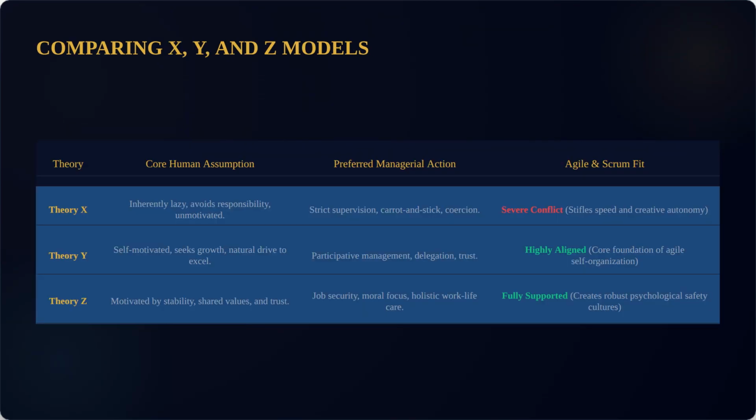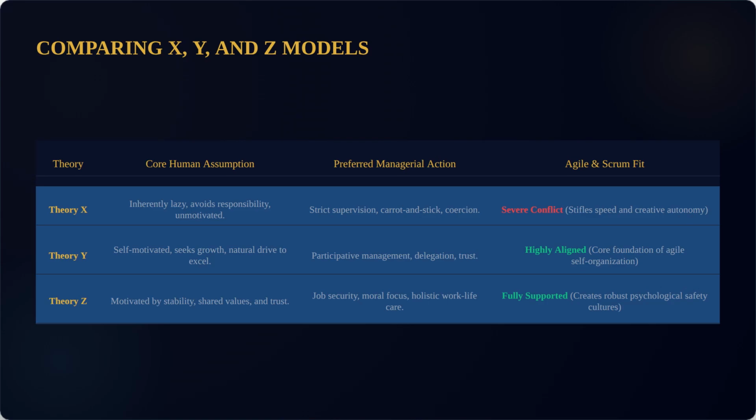To make this crystal clear, let's compare all three models side by side in this table. Theory X relies on coercion and strict supervision. It has a severe conflict with Agile because it assumes your developers can't be trusted.